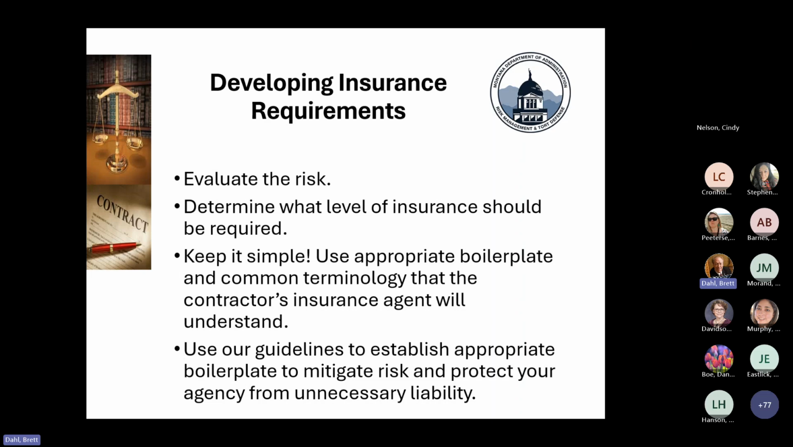Number 3, bullet 3, keep it simple. Use appropriate boilerplate and common terminology that they will understand. I've mentioned that already. And then our guidelines.